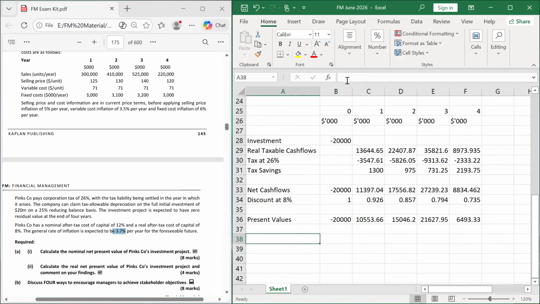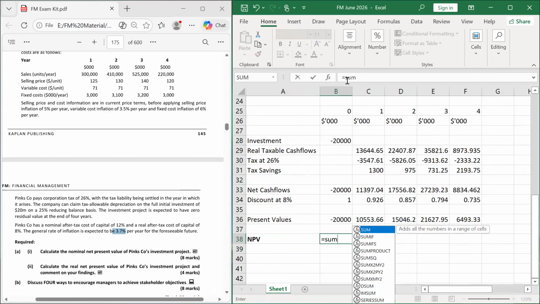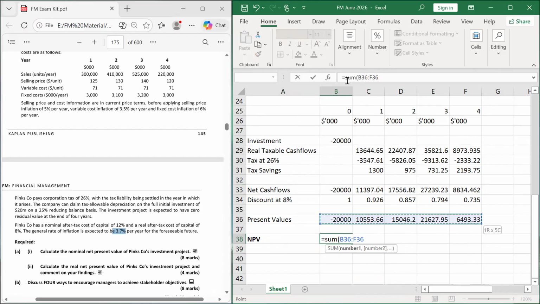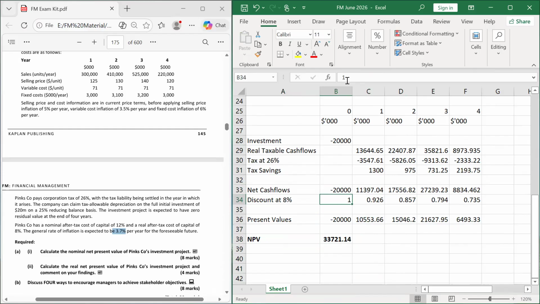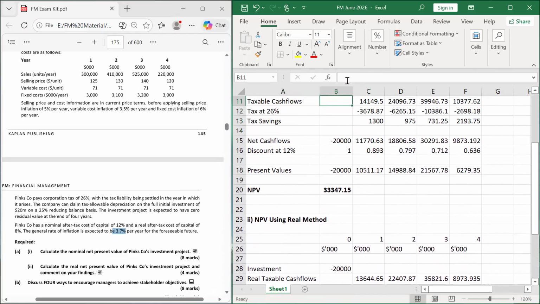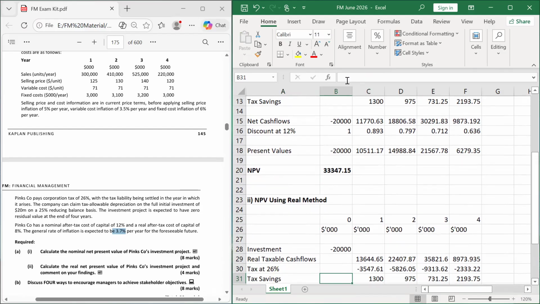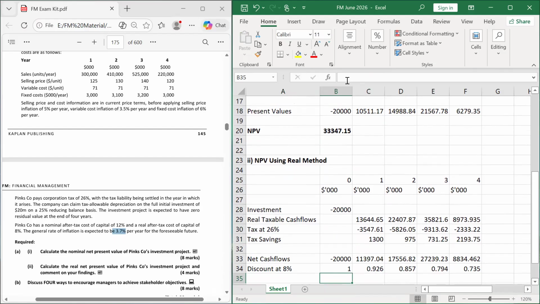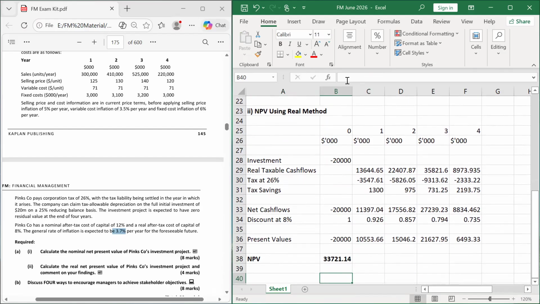Now you calculate the NPV, which is going to be the sum of all these, and that is 33721. That is your NPV. So NPV using the real method is 33721, and NPV using the nominal method is 33347. These figures are in thousands. And you can see that the answers are almost close to each other, and in the class as well I told you that using both methods, the answer is almost the same.